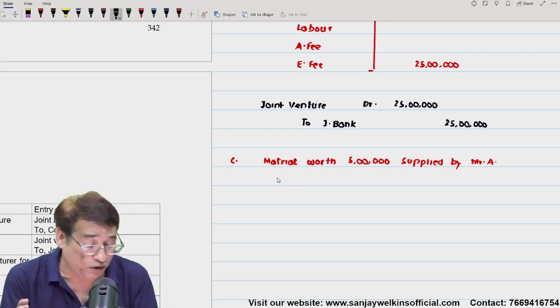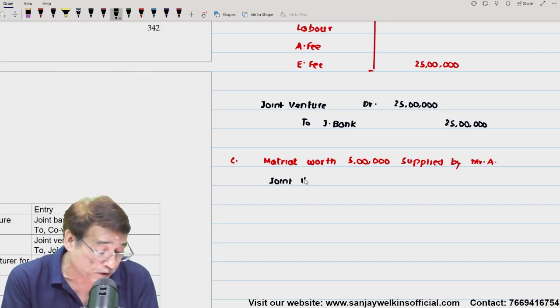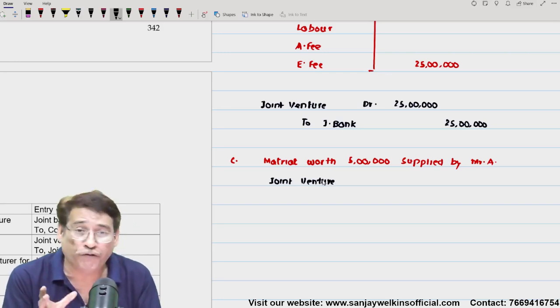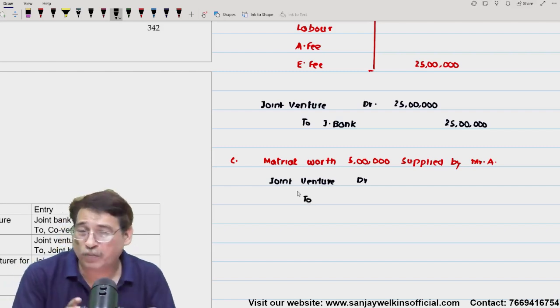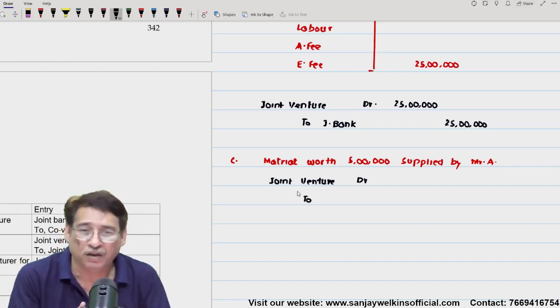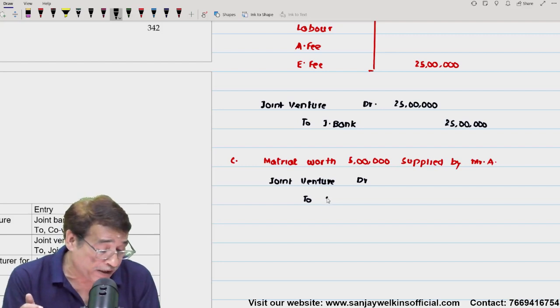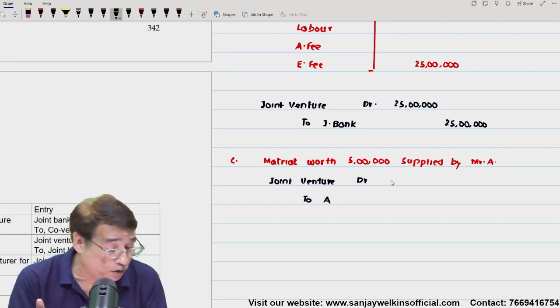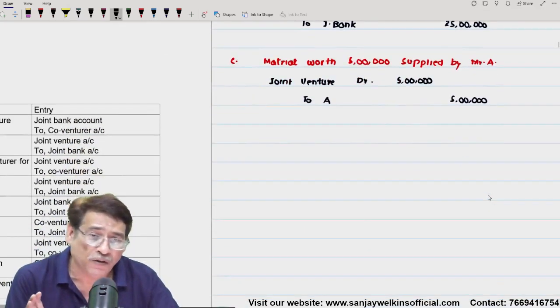In that case, what entry are you going to pass? Your entry will be joint venture account debit, because again, these materials are meant for joint venture. So you are going to debit the joint venture account. And now, these expenses are not incurred by this firm. In fact, these expenses have been incurred by A. So you are going to credit Mr. A account. Is it clear to you or not? So this is how you are going to pass the entry if material or any expenses are borne by a particular co-venturer. Is it clear?